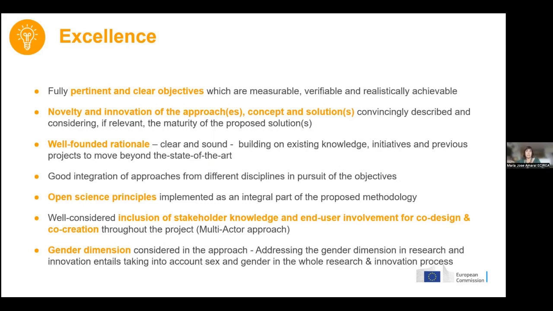And here we are really talking about interdisciplinarity and transdisciplinarity, and not just multidisciplinarity and just having different disciplines there, but really how they are integrated, how you consider open science practice, how you involve stakeholder knowledge and end users in the co-design and co-creation of the project throughout its entire lifetime since day zero. And then other aspects like the gender dimension and how it is integrated in your research objectives. Next slide.